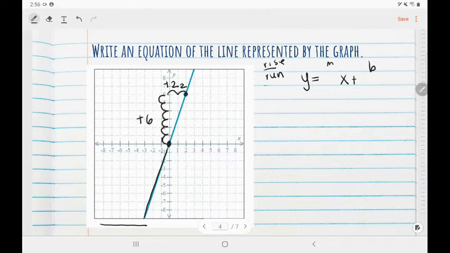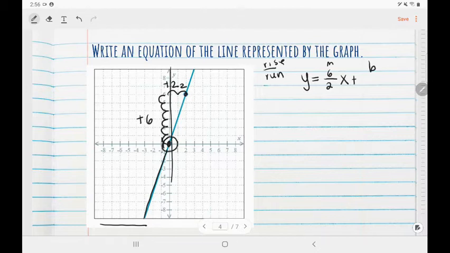So I'm going to put in my blank spot for my slope, or my m, which is always next to x. I'm going to put the rise on top, which is positive 6, and my run on bottom, which is positive 2. Plus my y-intercept. That second blank spot is my y-intercept. So as I look at my graph, here's my y-axis.